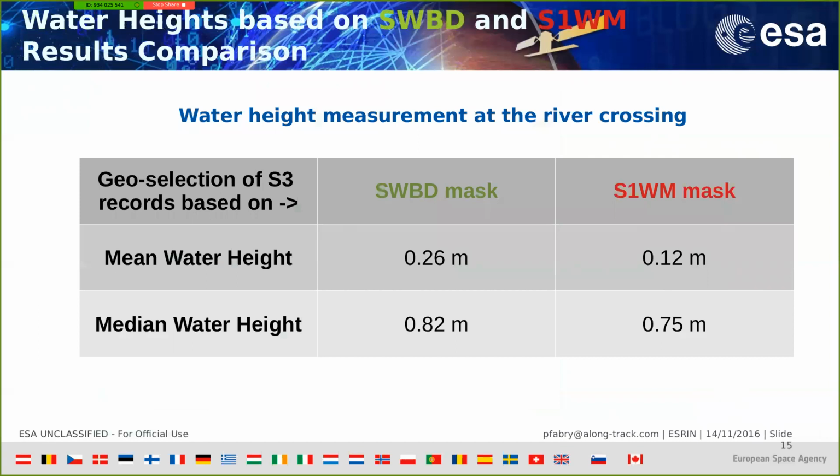In the end, we will get this table, which shows that when using the new S1WM mask, we are getting some quite different results than the ones obtained with the old water mask. And this means that there is quite some margin in this process, and we are going to analyze this further and scale this to a larger number of images and Sentinel-3 tracks. But it looks to be a promising direction for improving the water height level.